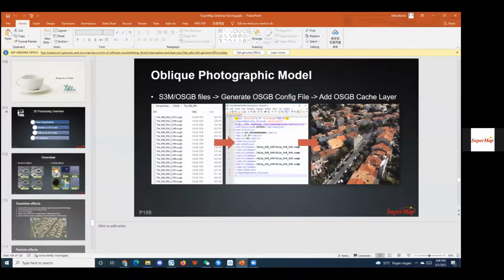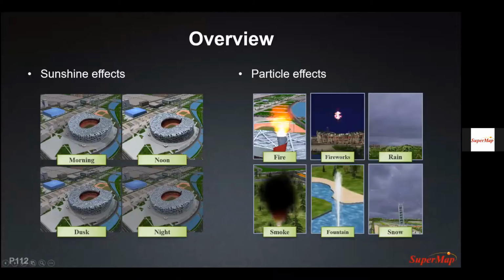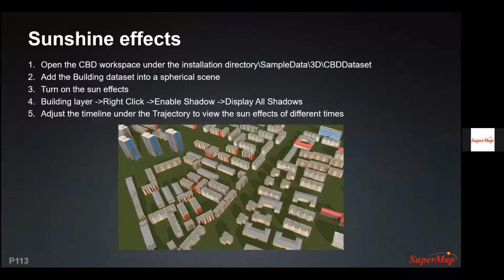Okay, in SuperMap iDesktop, we can have a particle effect like fire, fireworks, rain, smoke, fountain, and snow within our 3D scenes using a CAD dataset. So this is an exercise on how to create the particle effect.